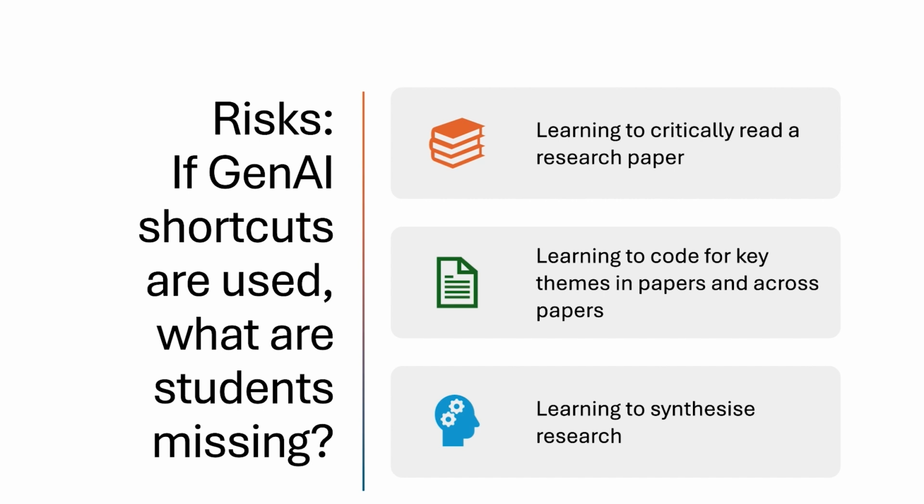The second thing they miss is really learning to code through a paper for themes and then use those codes across a number of papers to see themes emerging from the research. Again, this can be generated, but it doesn't mean that what's generated through the code is actually helping you answer your research question. The final thing that they can easily miss, and this is actually quite a difficult skill to learn, is how to synthesize research, bring together all those research studies.